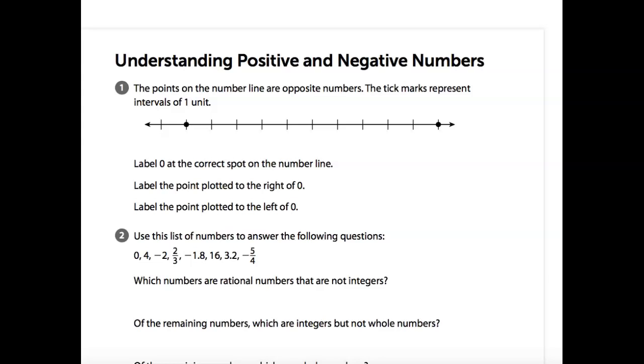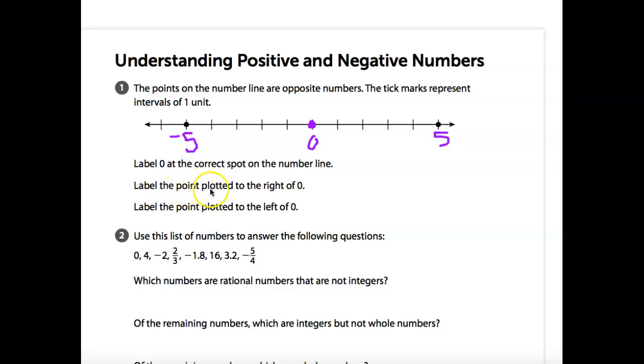All right, so it says label 0 at the correct spot on the number line. Well, we know that this point and this point have to be the same distance from 0. So let's see, we have to see if 1, 2, 3, 4, 5, 1, 2, 3, 4, 5. Okay, so we've got our point and we're going to label it here. That's our 0. Okay, so 1, 2, 3, 4, 5, this is 5. And to the left of 0, 1, 2, 3, 4, 5, negative 5.